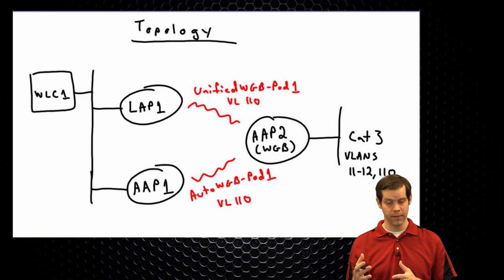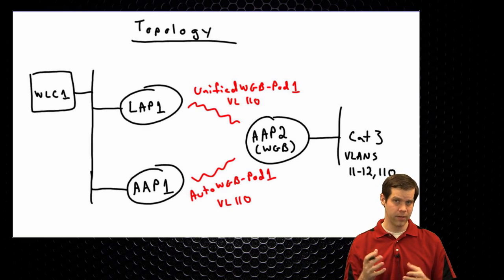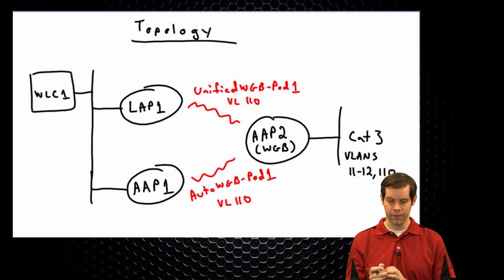And when we get into multiple VLANs, we'll be talking VLANs 11 and 12 as well as 110, which is sort of the management VLAN that we're using on our APs here. Okay, so there's the topology.